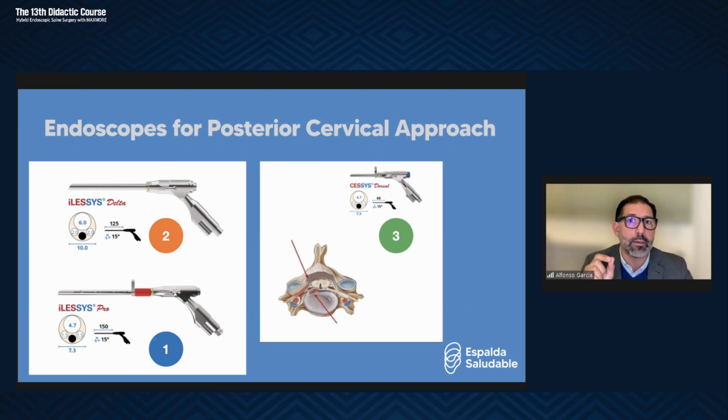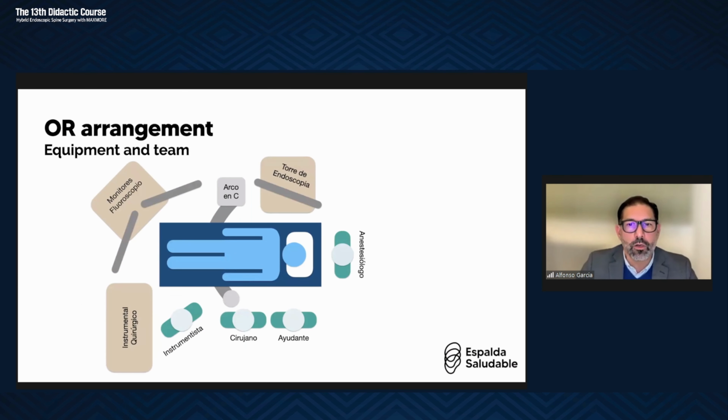That means that I can use a 4.5 burr, which is a fairly large burr, to do the bony work really fast. So the OR arrangement, the equipment and team: I like to use the arrangement that you have been seeing throughout the live surgeries. I like to keep my scope to my right, the fluoro monitors to my left, always depending on the side I'm addressing, but I'm keeping my video to my right always.